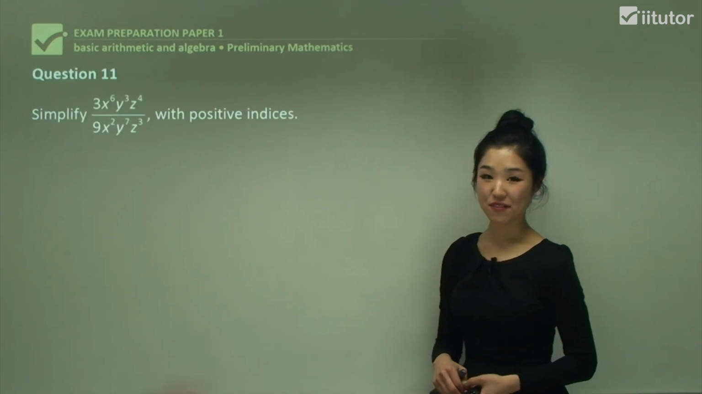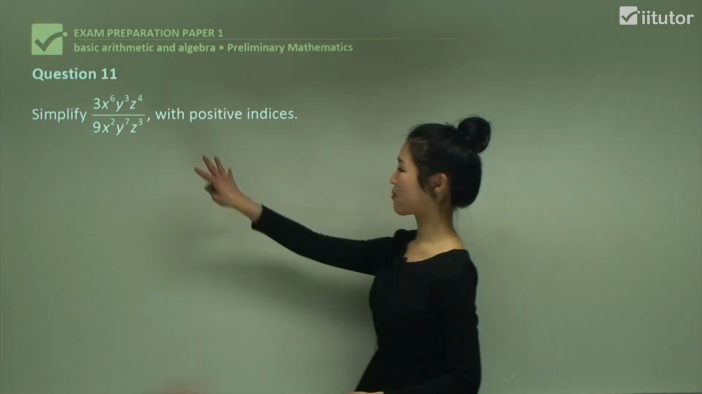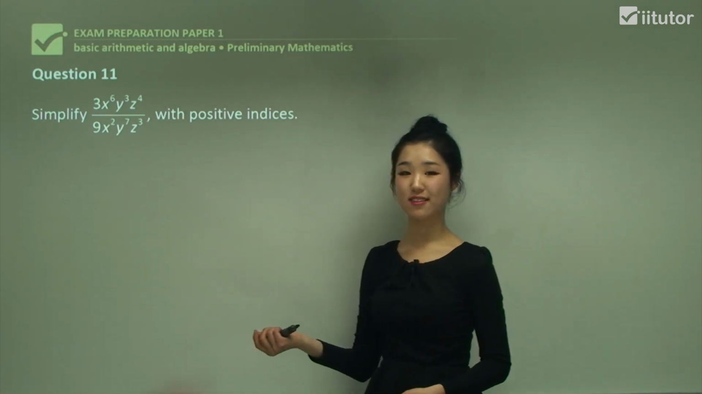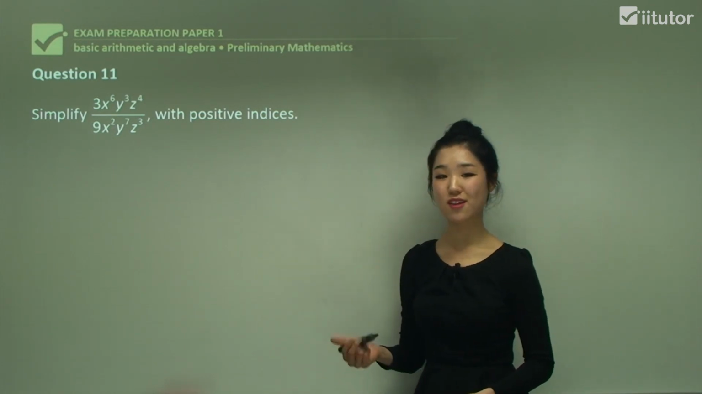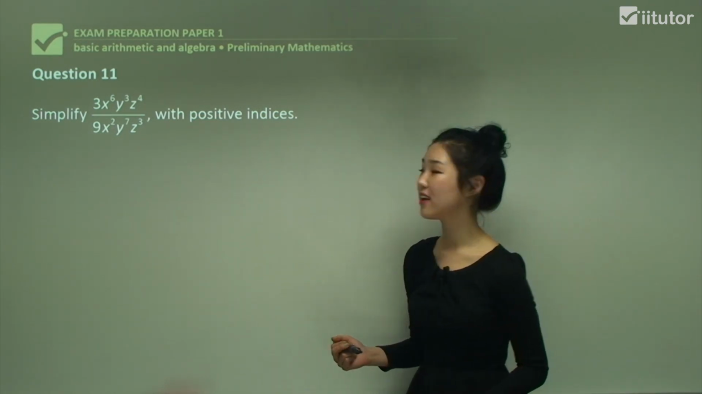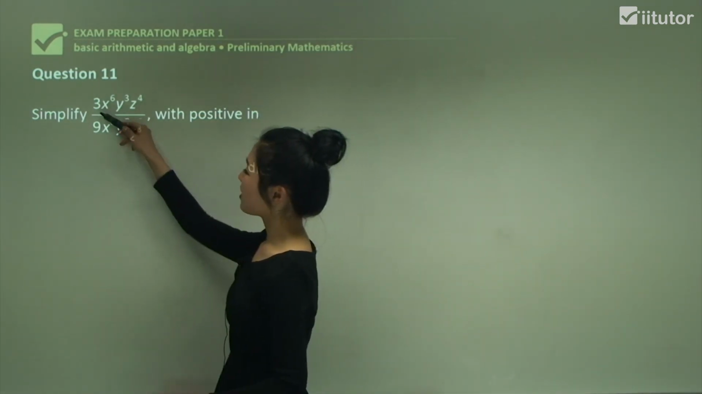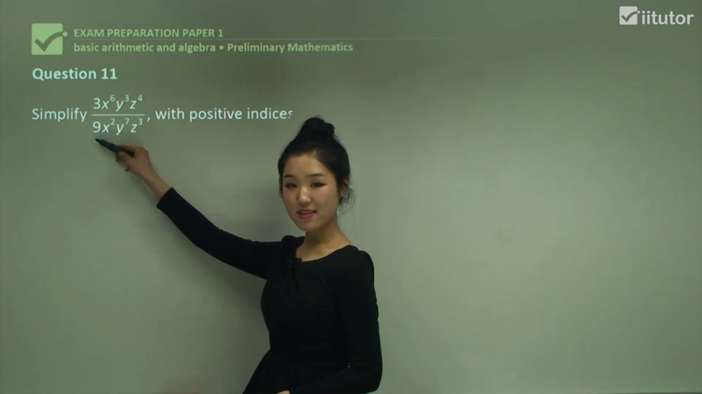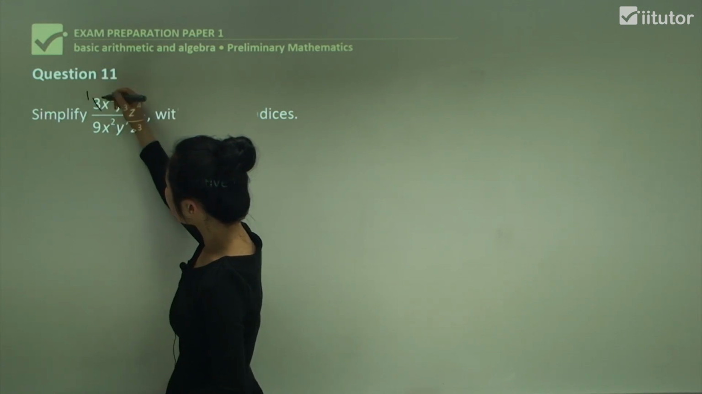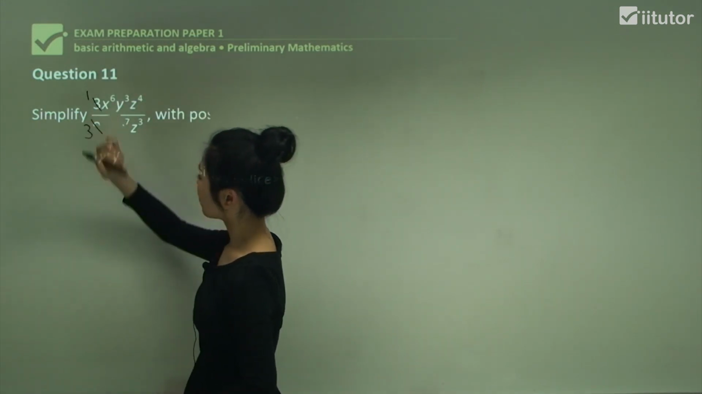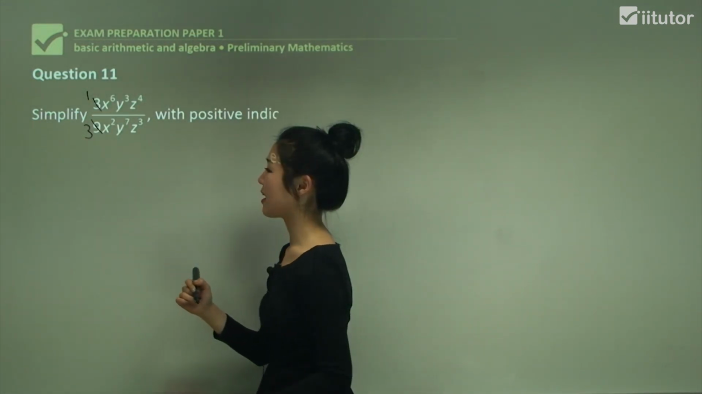Starting with question 11, it says simplify this expression here with positive indices. In this question, all you need to do is find the like terms and try to cancel them down if you can. You can see that 3 and 9 are both multiples of 3, aren't they? So 3 divided by 3 is 1, 9 divided by 3 is 3. Okay, so just cancel them down.